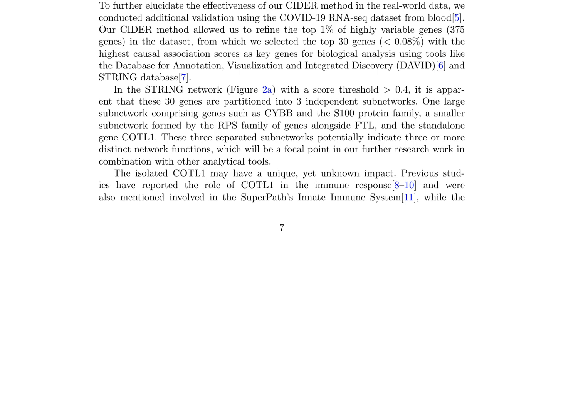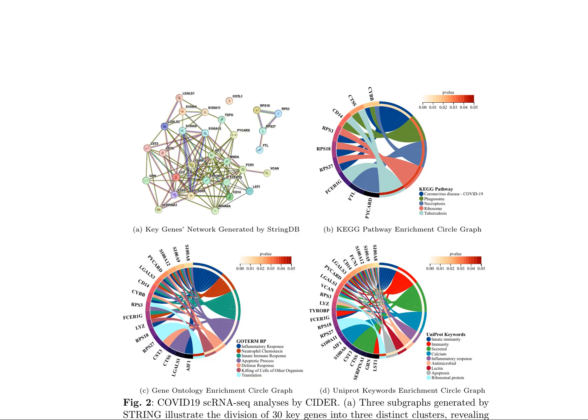These subnetworks potentially indicate distinct network functions, which will be further investigated using other analytical tools. The isolated COTL1 gene may have a unique, yet unknown impact, with previous studies reporting its role in the immune response and involvement in the innate immune system. Single-cell RNA sequencing analysis using the CIDER method identified 30 key genes related to COVID-19.